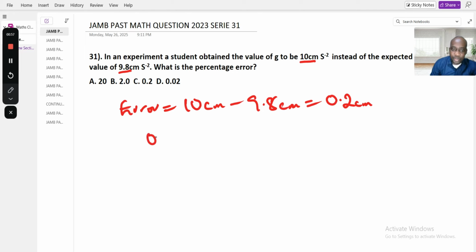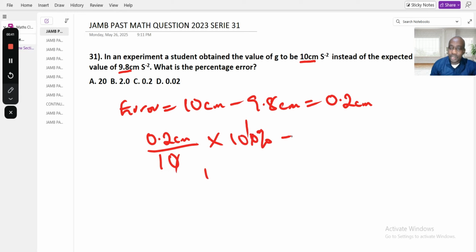What is the error? Error is 0.2 over what he used when he got the error, 10, multiplied by 100 percent. Zero here, 1, zero here, 1. What we have left is 0.2 multiplied by 10. What are we going to get? It's going to give us 2. Our final answer is 2 percent. Do we have 2 there? Yes, B. Our final answer is B.